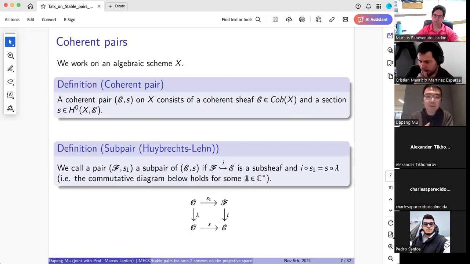I think the next few definitions are due to Huybrechts and Lehn. We say a pair F, S1, a sheaf with a section, is a subpair of a given pair if the sheaf F is a subsheaf of the sheaf E, and moreover the section S factors through the section of the subpair. So this means the following diagram commutes. We do not only have a subsheaf, but the section has to factor through the section of the subpair. So it's more restricted than a subsheaf.